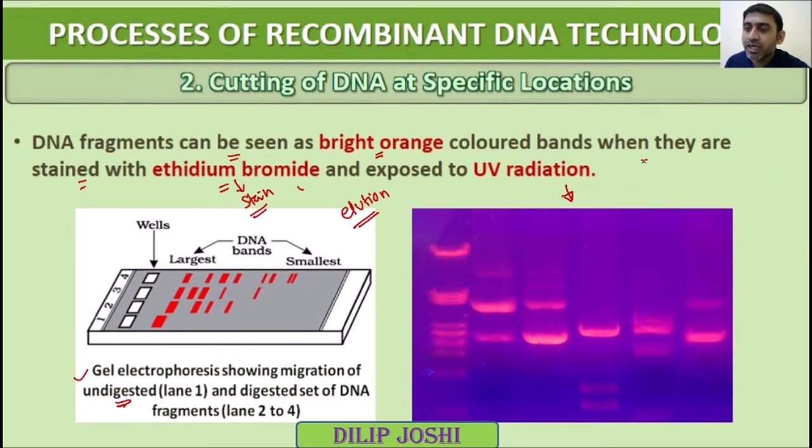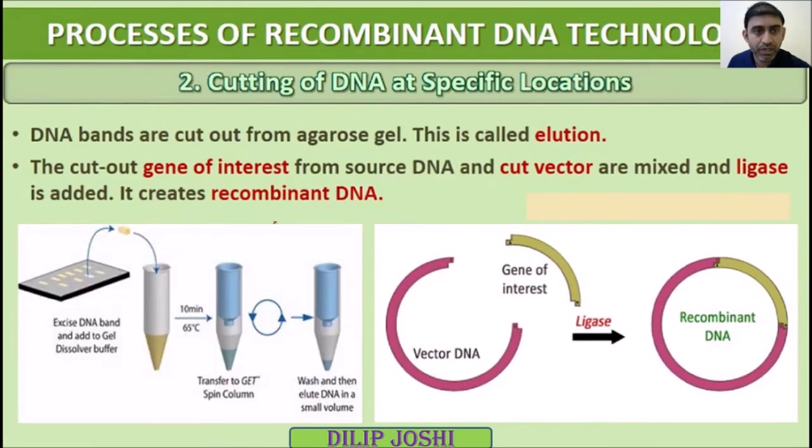Several techniques are used for elution of the DNA from the gel pieces, and this purified DNA fragment is used for the formation of recombinant DNA by linking it with the cloning vector. Here it is, cutting out DNA at a specific location. So remember what elution is: DNA bands are cut off from the agar gel, and this is called elution.